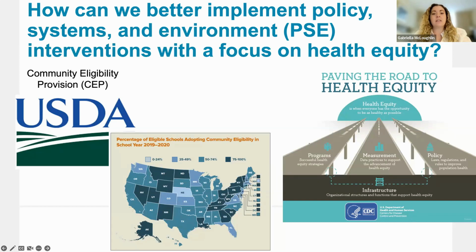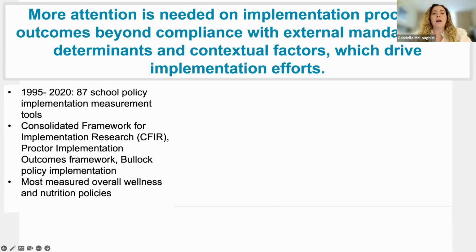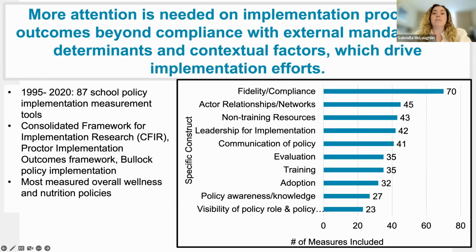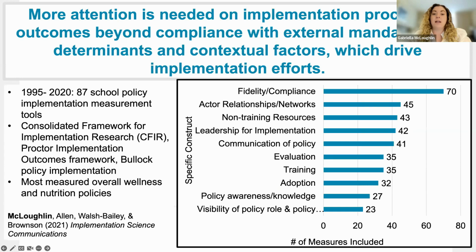So on the next slide, I'll just show you some of the issues that I'm trying to grapple with. We know that more attention is needed on implementation processes and outcomes beyond compliance. These are the findings of a review that we completed in 2021. When we actually try to measure these policies, we're only really measuring fidelity and compliance. We've got a few other bits and pieces that relate to some of our implementation frameworks, but again, we're still really heavily reliant on that fidelity compliance piece and not so much on equity of policy implementation. Next slide.